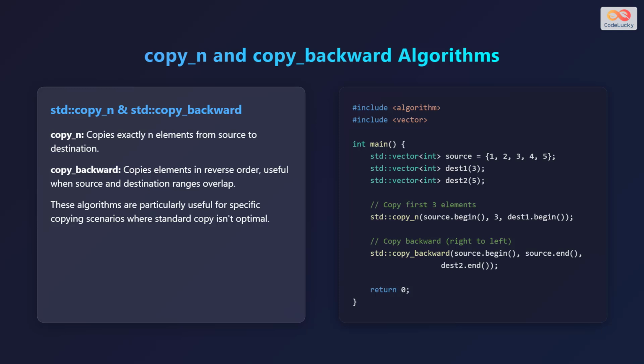Next, we use the copy_n algorithm to copy the first 3 elements from the source vector to the destination1 vector. The copy_n algorithm takes 3 arguments: the beginning iterator of the source vector, the number 3, and the beginning iterator of the destination1 vector. Then we use the copy_backward algorithm to copy the elements from the source vector to the destination2 vector in reverse order. The copy_backward algorithm takes 3 arguments: the beginning iterator of the source vector, the end iterator of the source vector, and the end iterator of the destination2 vector. Finally, the program returns 0, indicating successful execution.